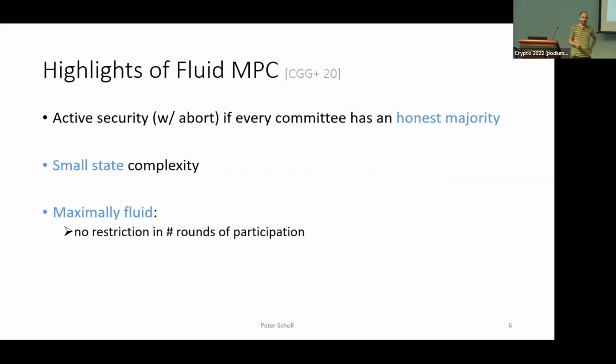So the work of Chowdhury et al. presented a fluid MPC protocol in the honest majority setting with active security with abort. And their protocol could be maximally fluid, meaning that in each epoch, the parties only need to be online for one round of interaction to hand over their state. And also, importantly, to obtain an efficient protocol, you want this to have a small state complexity, so the size of the transfer from one committee to another is not too large.